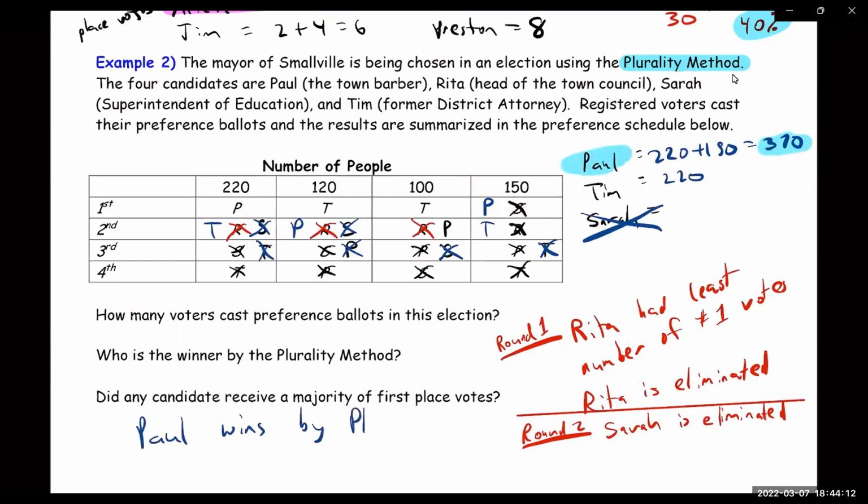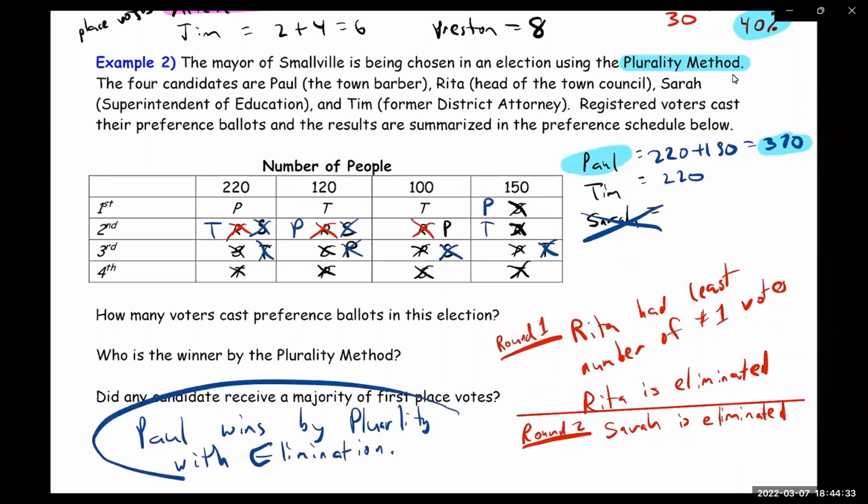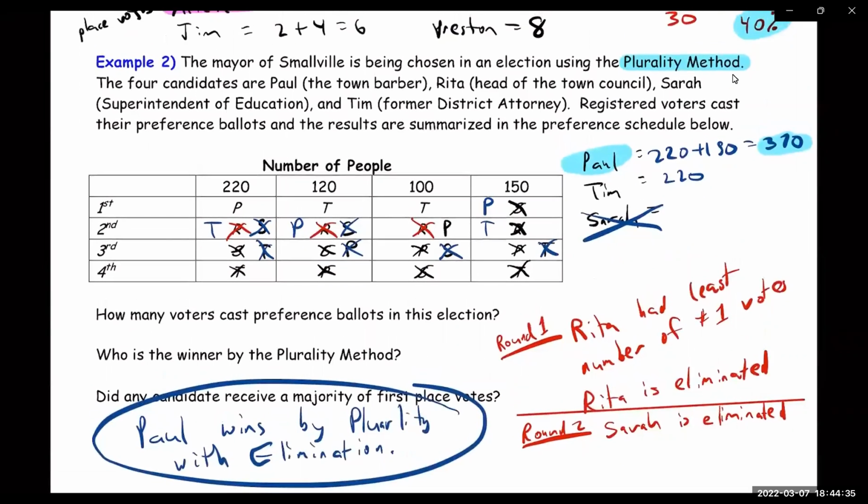Paul is the winner by plurality. How do you spell that? P-L-U-R-A-L-I-T-Y, plurality. Yeah, thank you. All right, great. So there it is.